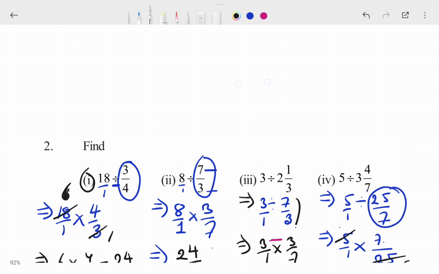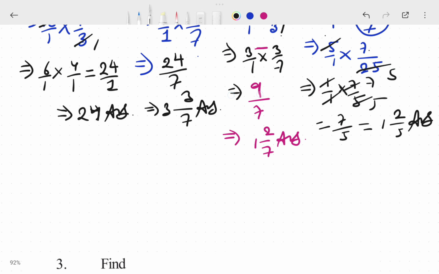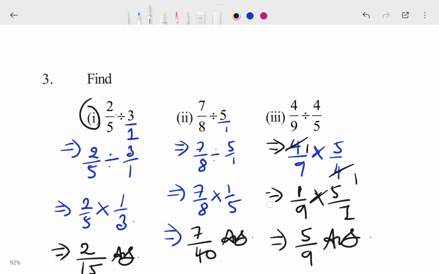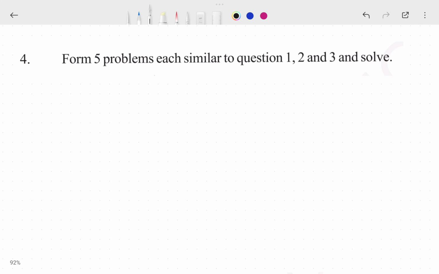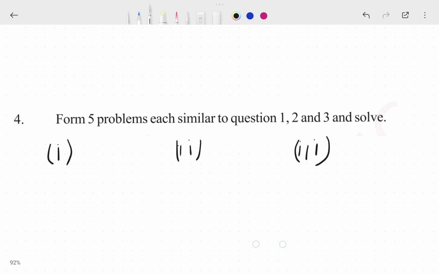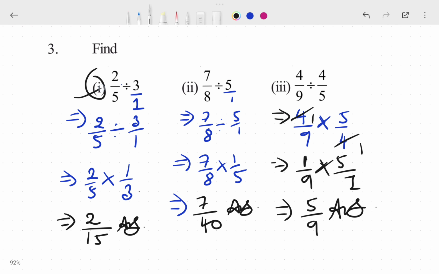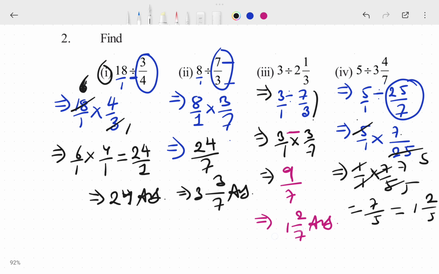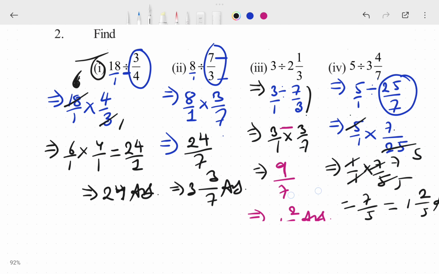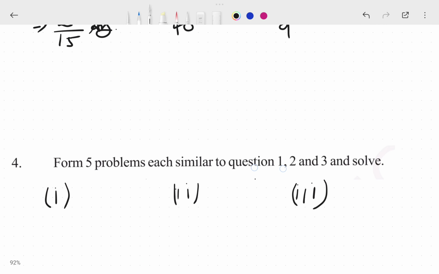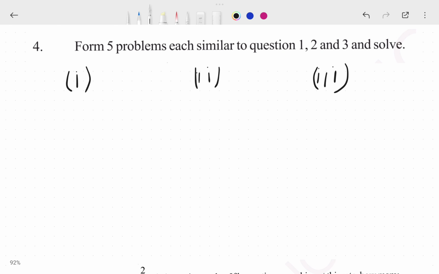Like this is given 5 by 8 and 18 divisible by 3 by 4, and this one 2 by 5 divisible by 3, okay. What you can do, you can write these 3 questions. First question right here, second question right here, and third question right here, okay. I already told you, the solution is already written, so no need to write it. You have to write these questions and write the answer, okay.